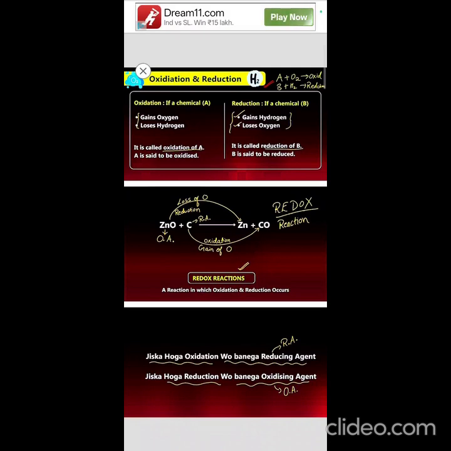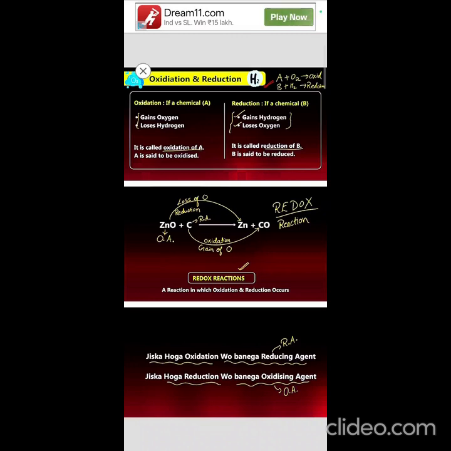So let's start with redox reactions. The word redox can be broken down into two parts: red and ox. Red means reduction, ox means oxidation. So the reaction in which both oxidation and reduction occur simultaneously is known as a redox reaction.